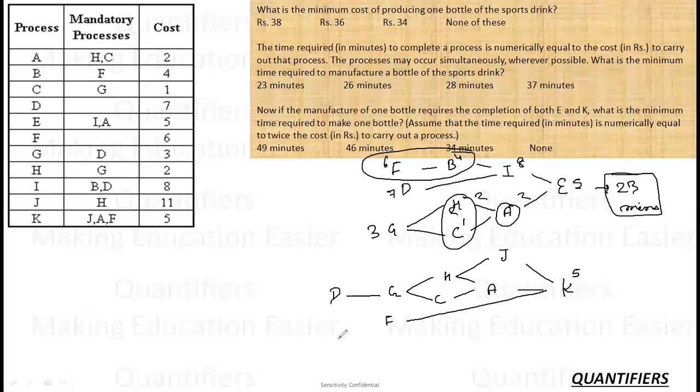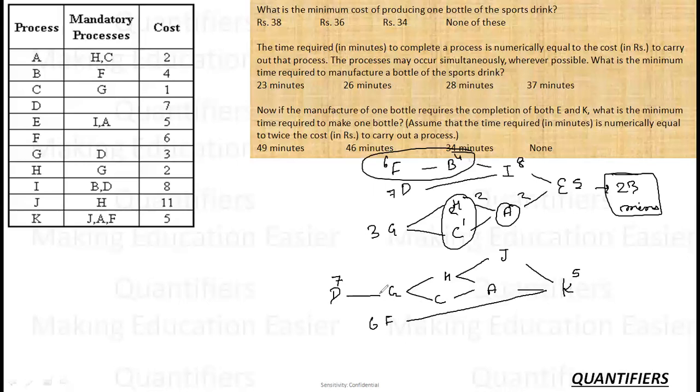So let's talk about the second question. D and F can be started simultaneously because F is independent of D. So F is taking how many minutes? 6 minutes, but it will not matter. E is taking how much? 7 minutes. Okay, so in the 7 minutes, this is also done. So this process is done.